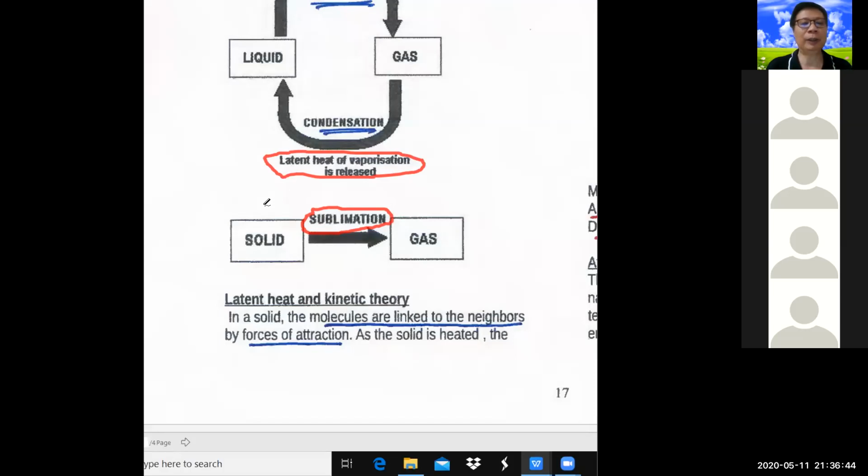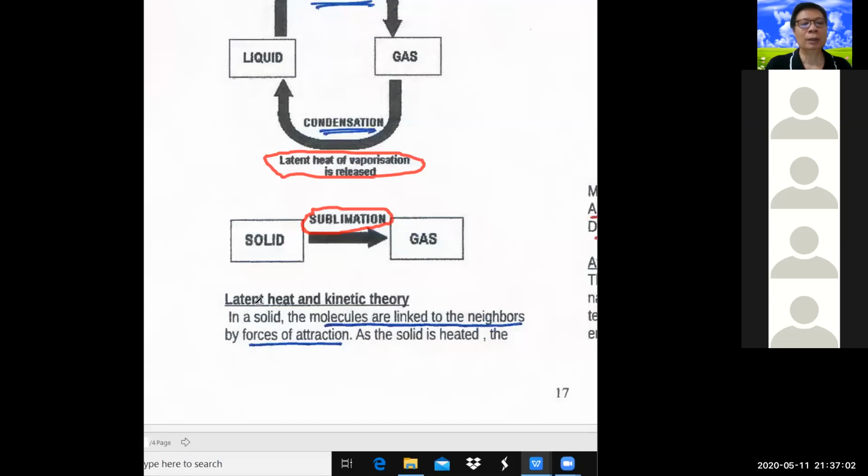Okay, sublimation also like this. Solid changes to gas, right? It absorbs heat. Okay, absorb heat. When gas wants to go back to solid, it will release heat.